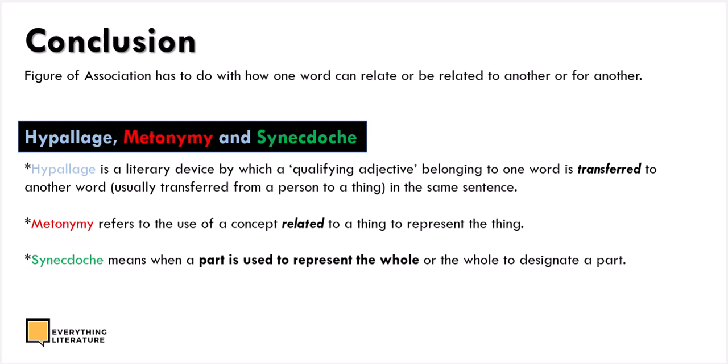Hypallage is a literary device by which a qualifying adjective belonging to one word is transferred to another word. Usually, this transference can be from a person to a thing, but it will be within the same sentence. Metonymy refers to the use of a concept related to a thing to represent the thing. And Synecdoche means when a part is used to represent the whole, or the whole is used to represent a part.